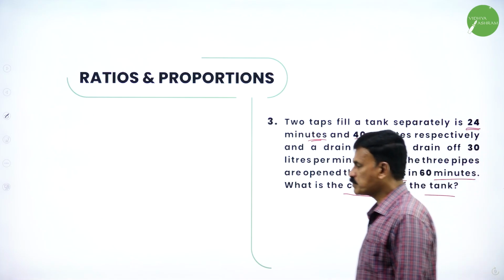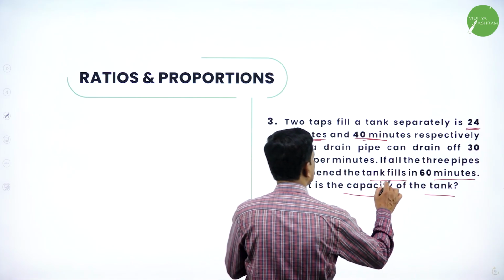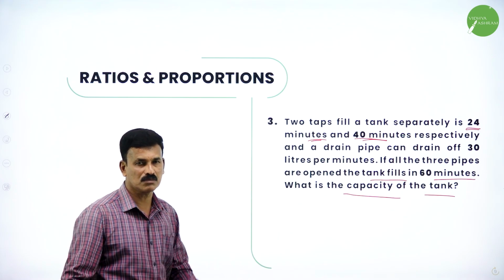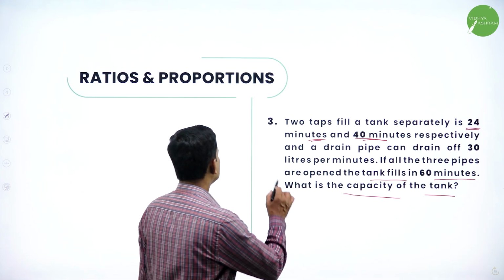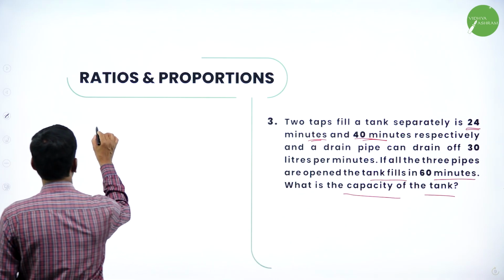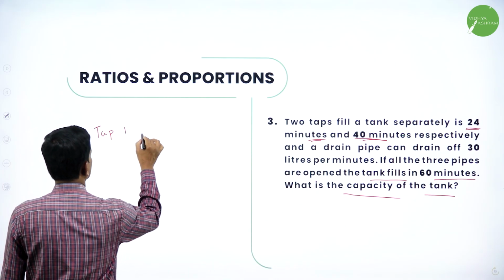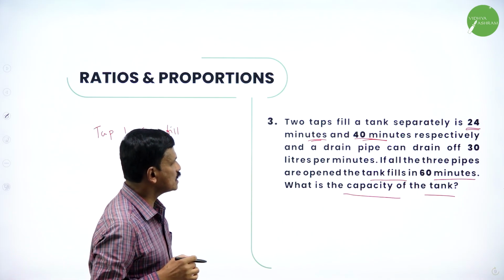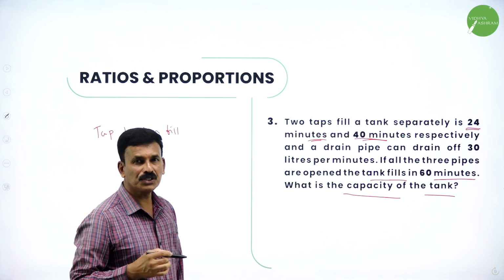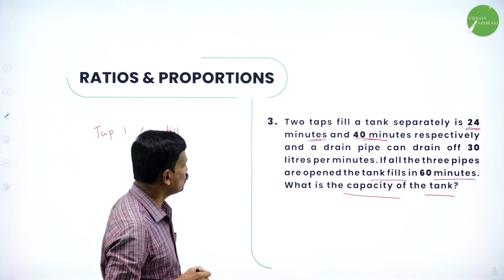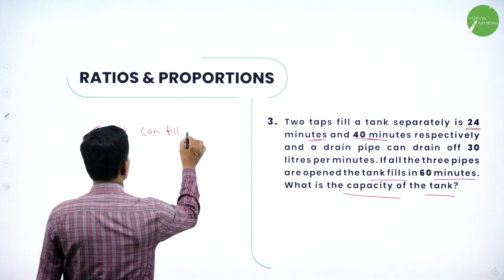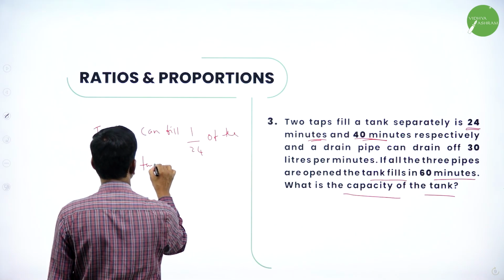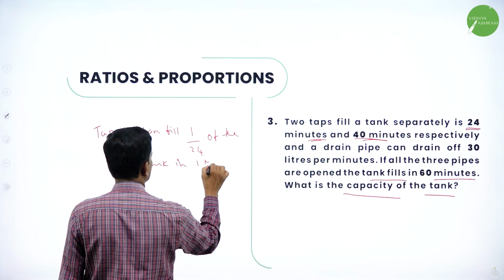So when all the 3 pipes are open, it will fill in 60 minutes. Then the capacity of the tank is to be determined. Now, so 2 taps. Let us consider the first tap. Tap 1 can fill a tank in 24 minutes, so it can fill 1/24 of the tank in 1 minute.